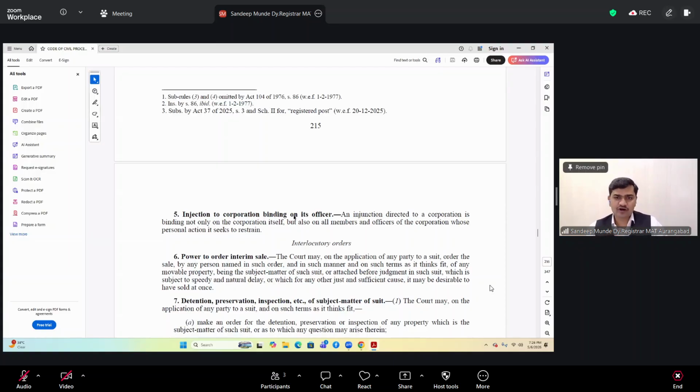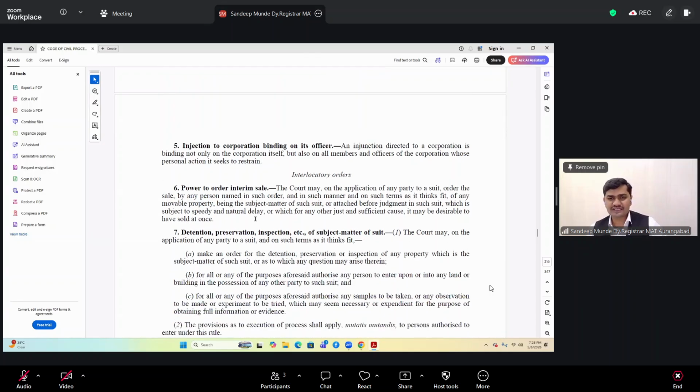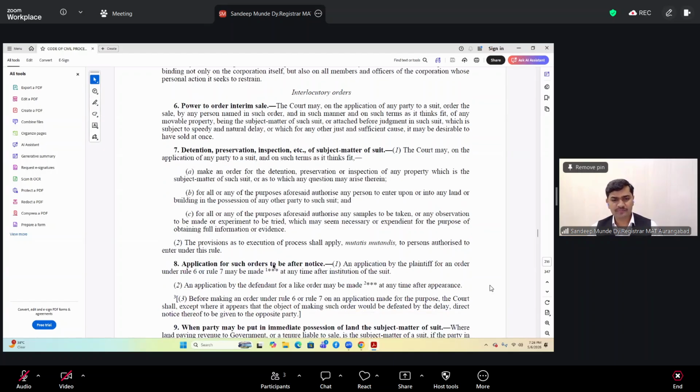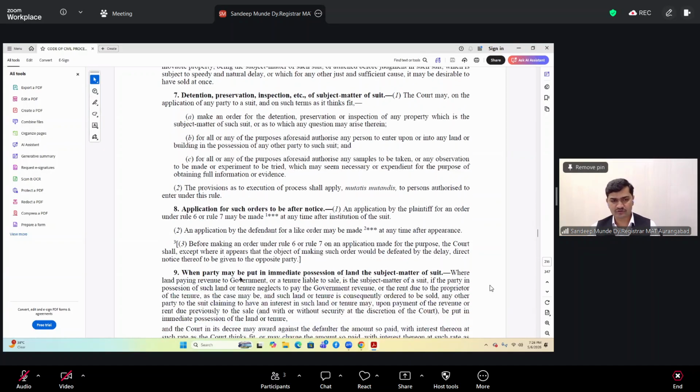Now the next part of Order 39 deals with interlocutory orders. Power to order interim sale, interlocutory. If during the pendency of any proceeding or the suit, the court has power to pass an interlocutory order. The court has power to pass orders with regard to the sale, detention, preservation, inspection, etc. of the subject matter of the suit according to Rule 7. According to that, an application for such orders is to be made after notice.